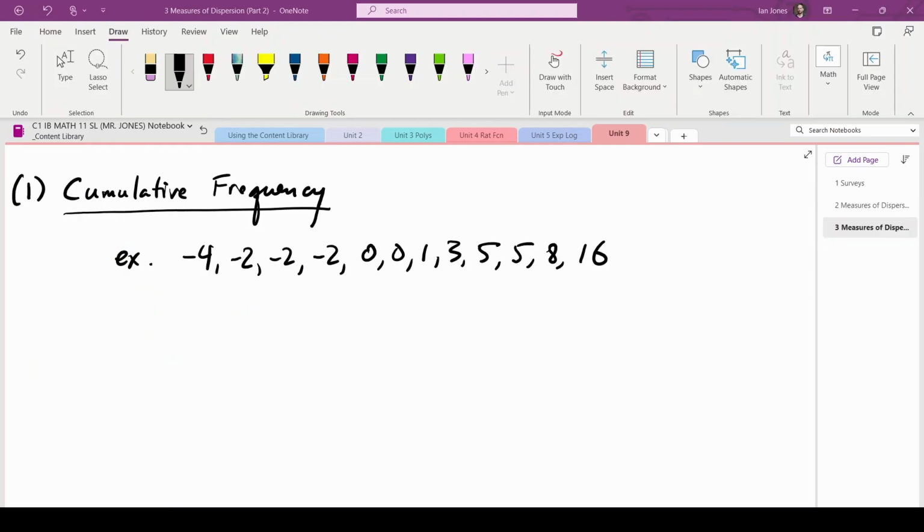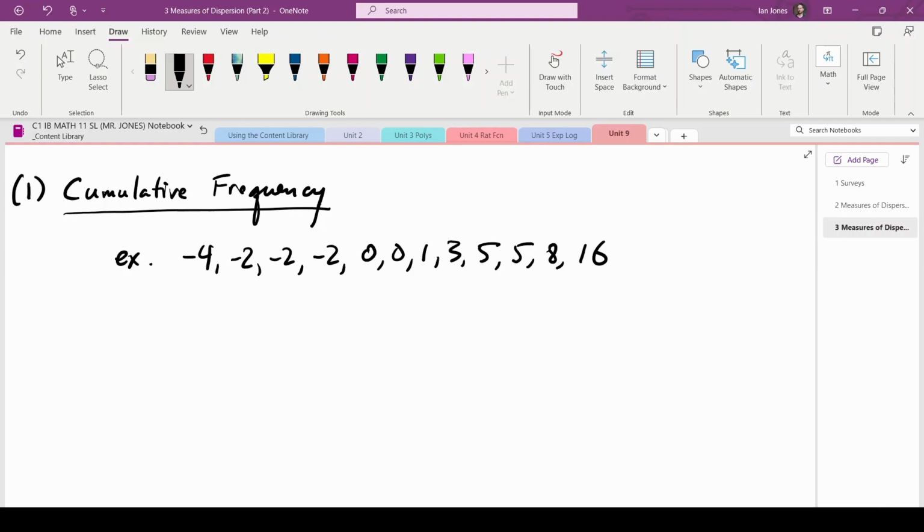So first we'll look at cumulative frequency, and we're going to use the same example from the last video where we can pretend that we have some stock trading strategy that has had the following monthly returns over the course of 1 year. 1 month, the worst month, it lost 4%. In the best month, it gained 16%.